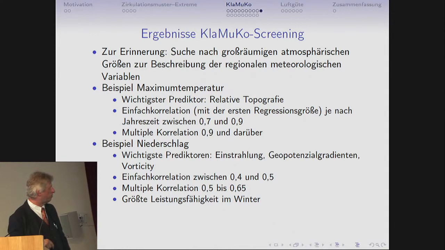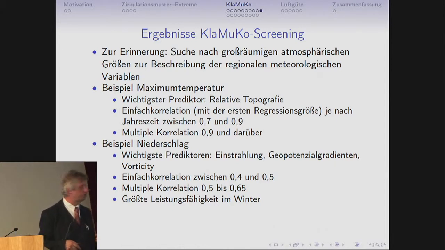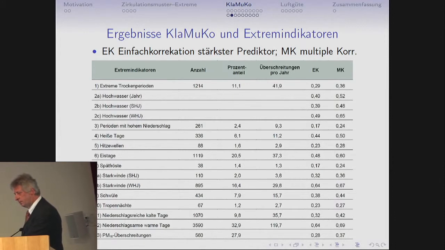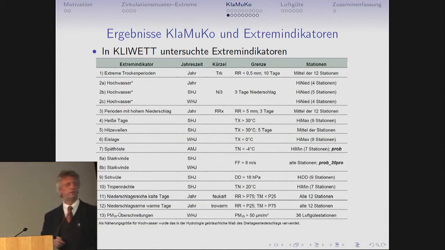With the precipitation it's not as nice, but we were surprised that we have a coefficient between 0.4 and 0.5, and when we use several parameters, it's 0.5 to 0.65, which is a high correlation for precipitation. So there are different parameters that are used. Irradiance, of course: where you have clouds, there will be precipitation. The geopotential gradients. So that's important if we are near the high pressure area or the low pressure area. And vorticity. So these are the parameters that are responsible for precipitation.